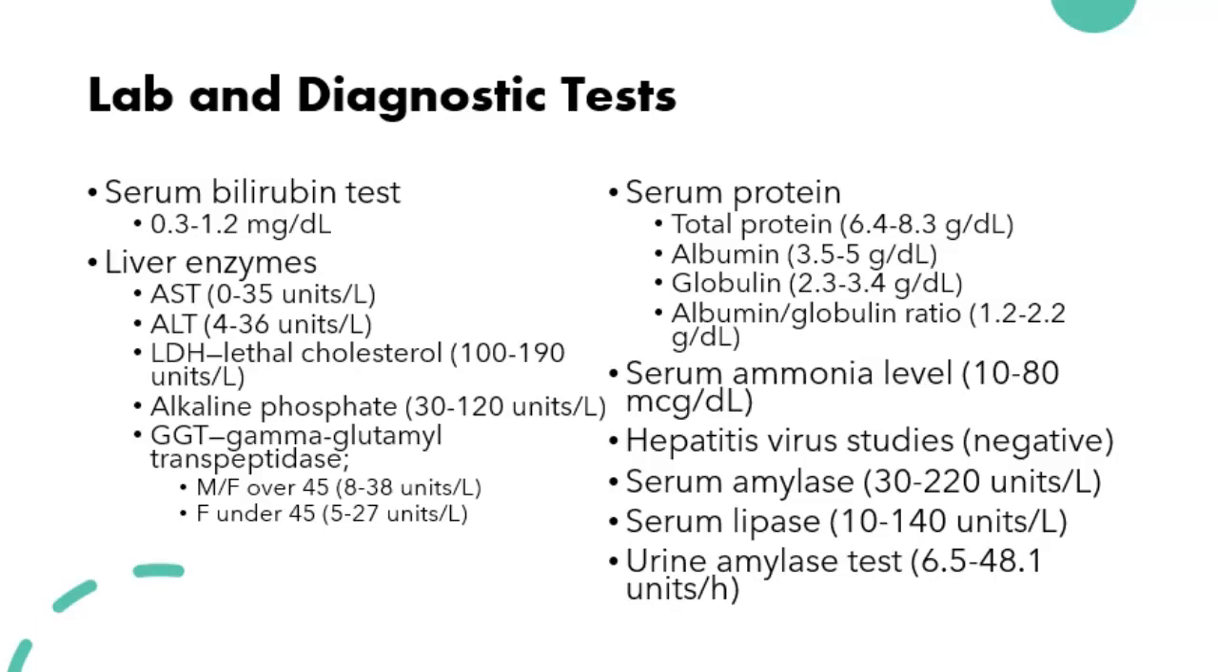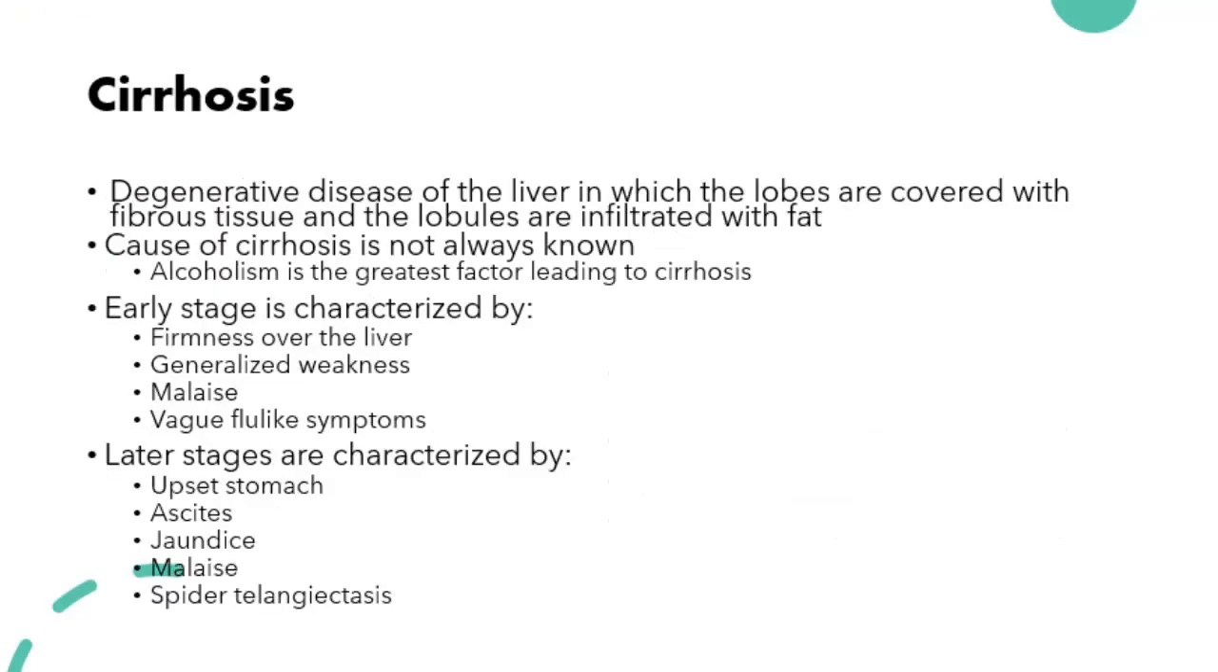You also have your hepatitis virus studies, serum amylase, serum lipase, and your urine amylase test. Remember, amylase and lipase are for the pancreas. First, we will talk about cirrhosis.